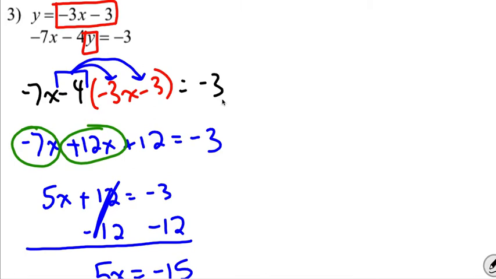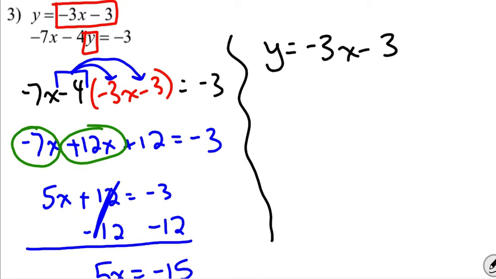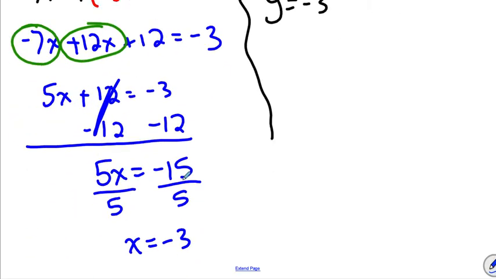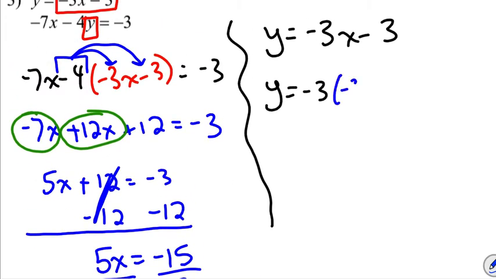But wait, we are not done. We need to do the second part here. y equals negative 3x minus 3. And I'm going to replace my x with, whoops, that's what I just solved for down here. Negative 3. Not a negative 5, I'm sorry, negative 3. So plug in the negative 3.